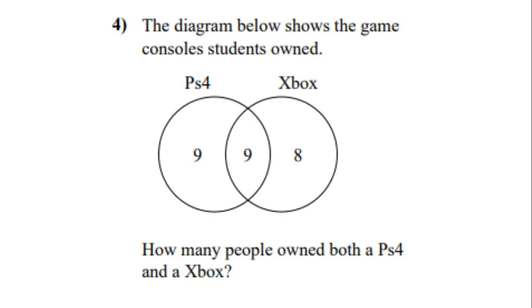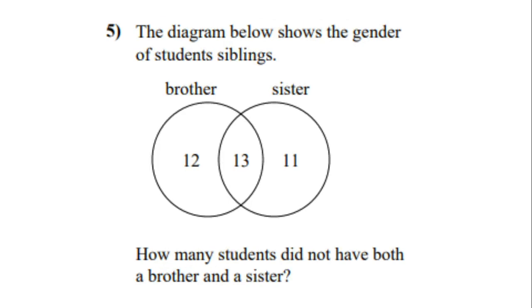Game consoles. We've got a PS4 and an Xbox. How many people owned both a PS4 and an Xbox? Okay, so both means and. Okay, so that's our intersection. The 9 in the middle, that's what we're looking for. Right. How about this one?